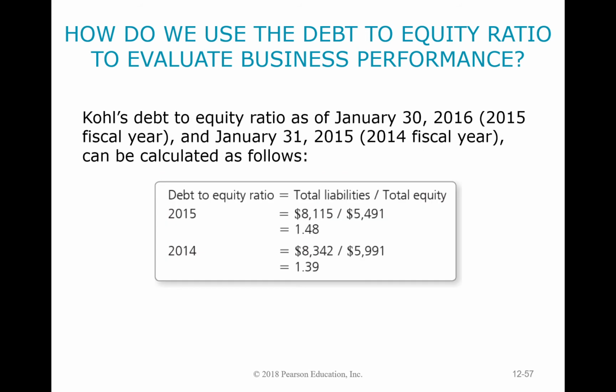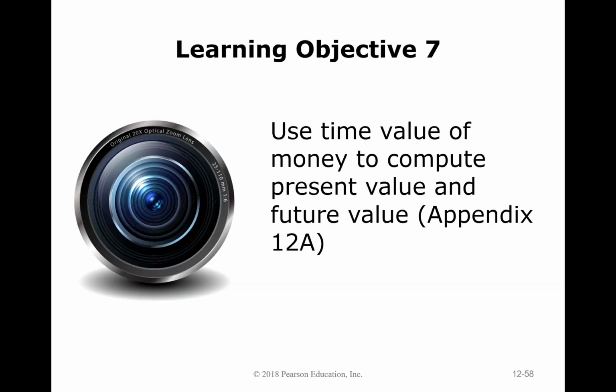Okay, so their debt to equity ratio, remember, a lot of these ratios just say what they are. It's total debt or total liabilities divided by total equity. In this case, Kohl's has a 1.48 in 2015, which means they're financing more with bonds and debt than they are with ownership in the company. And in 2014, it was 1.39. So it appears that in some way, shape, or form, they've either taken on more debt or reduced the amount of equity held within the company.